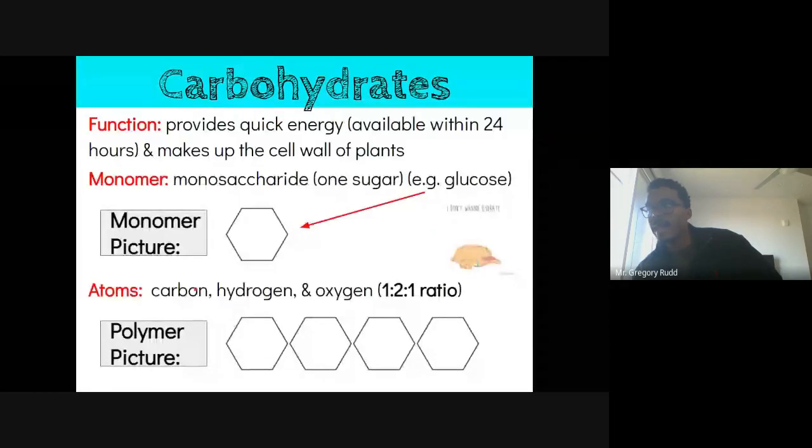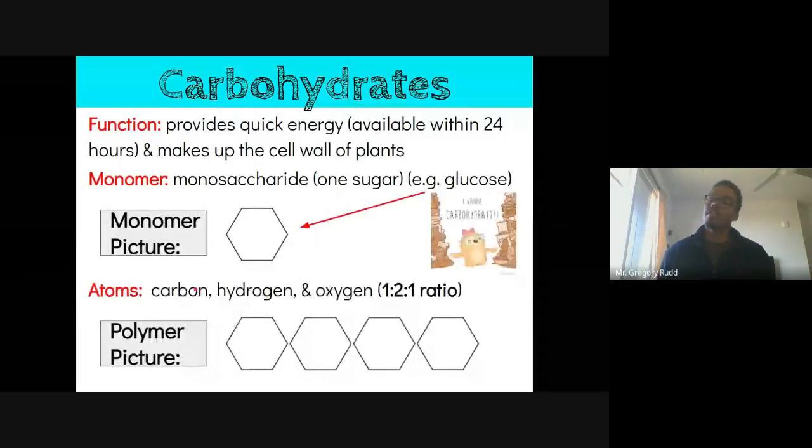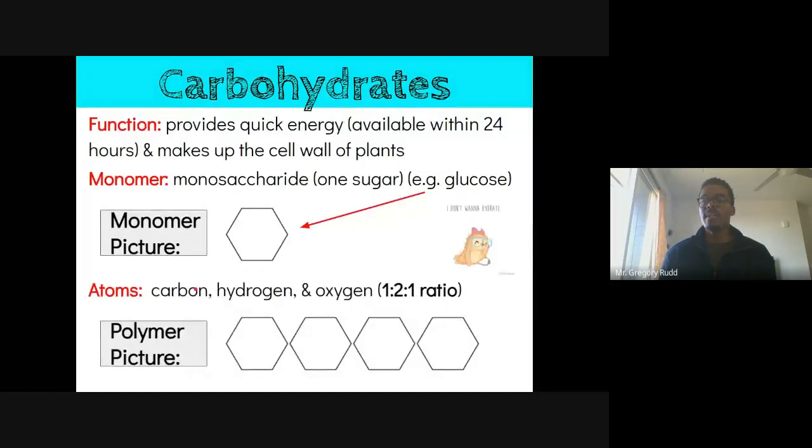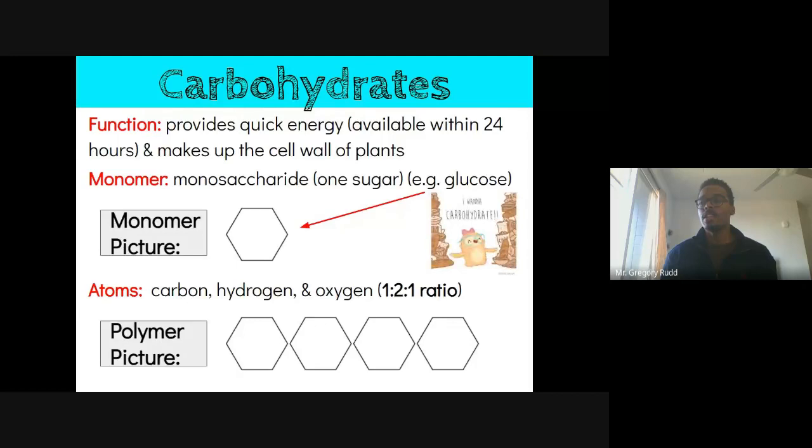The atoms that make up a carbohydrate are the same 3 atoms that we're going to see in all 4 of our organic compounds: carbon, hydrogen, and oxygen. But with carbs, they exist in a special ratio. They exist in a 1:2:1 ratio. I'll explain exactly what that means on the next slide. Hopefully you have some thoughts already.